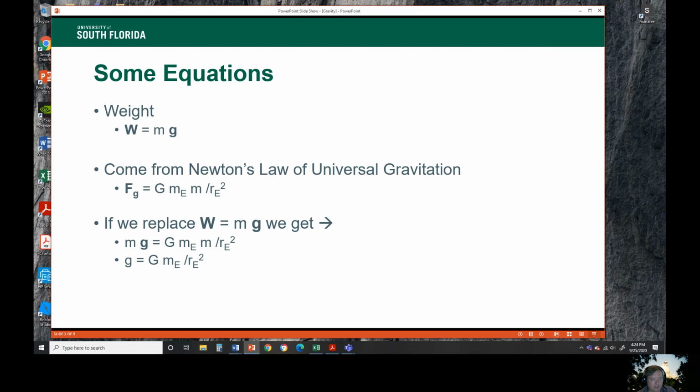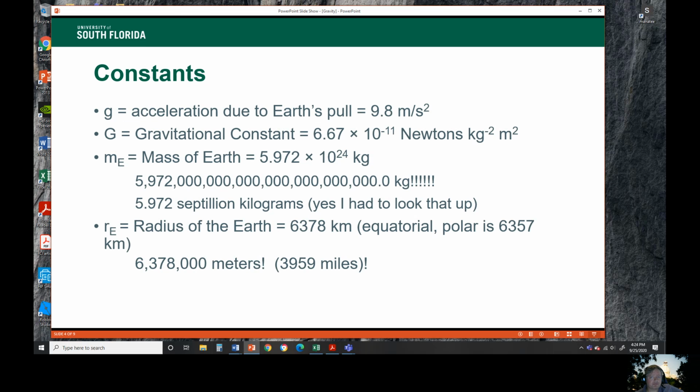You read these equations, you hear about these concepts. How did I come up with this? How did Newton come up with these things? Like, g is the acceleration of the earth pull. We know it is 9.8 meters per second squared. How do we come up with that?